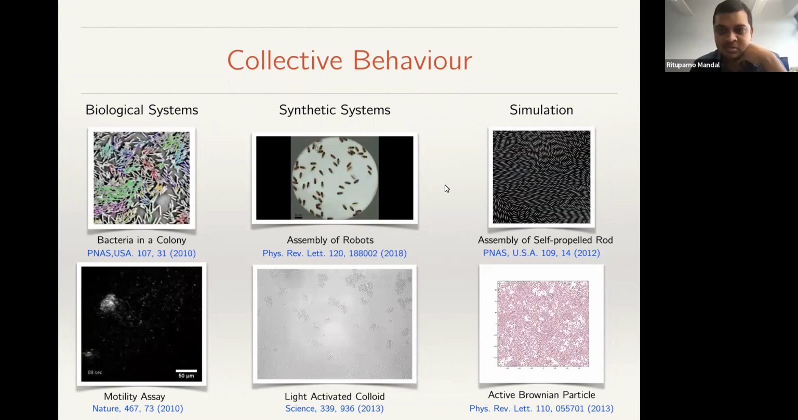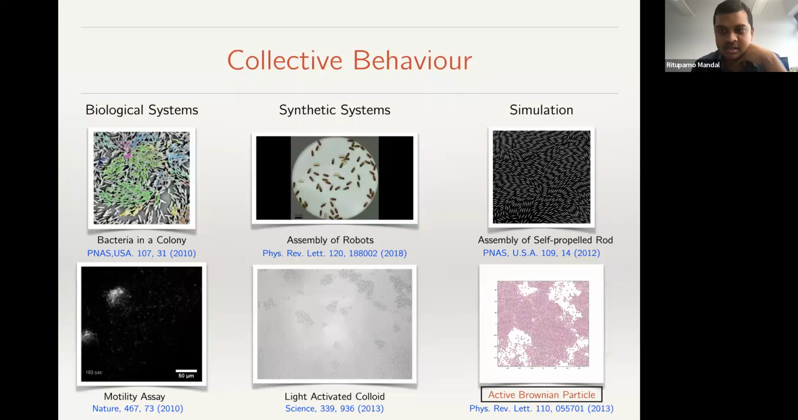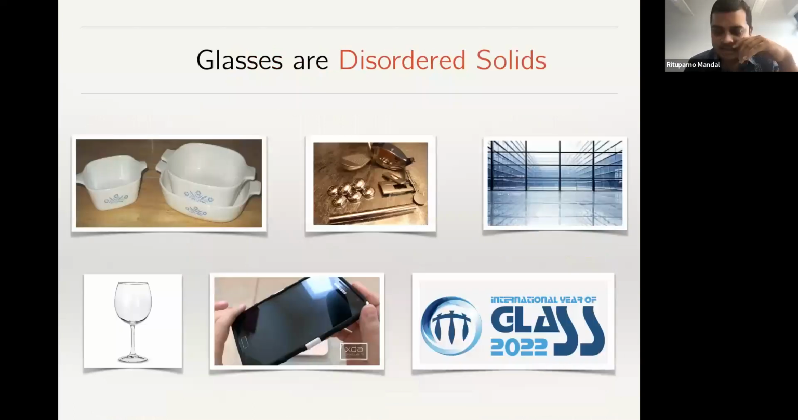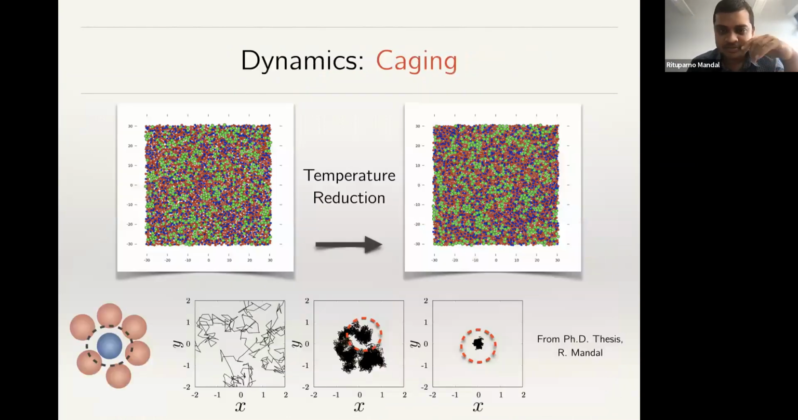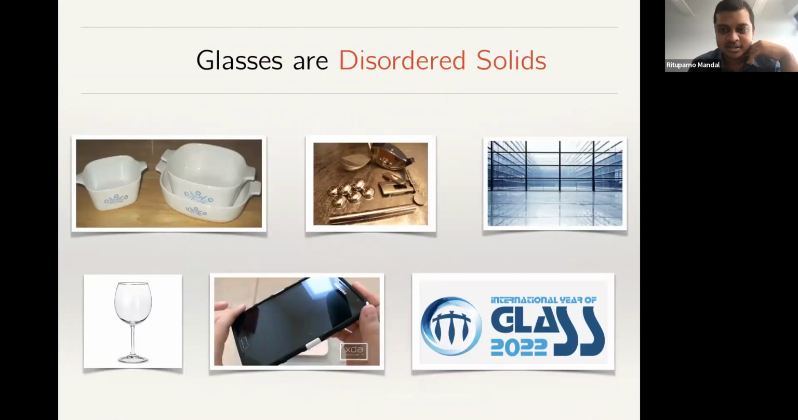Okay, so now let's move to the discussion on glasses. I'm just having some difficulty changing the slides.